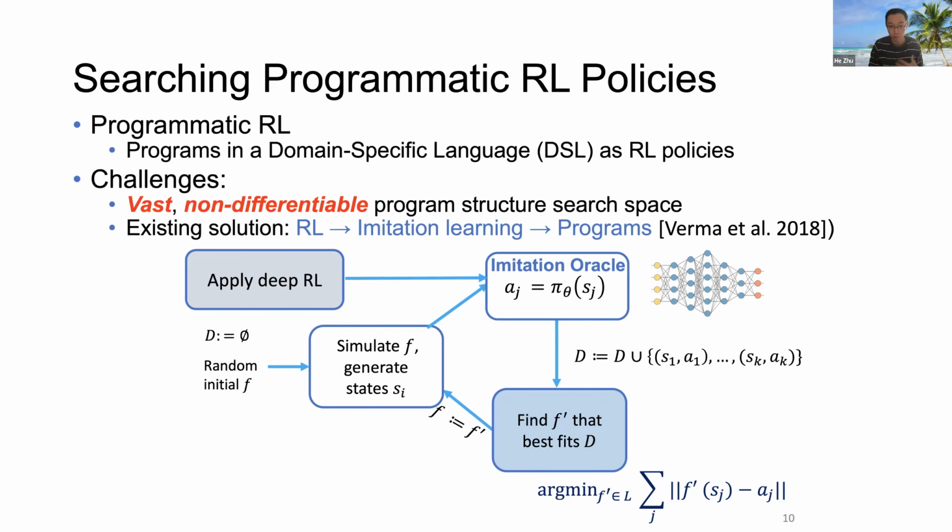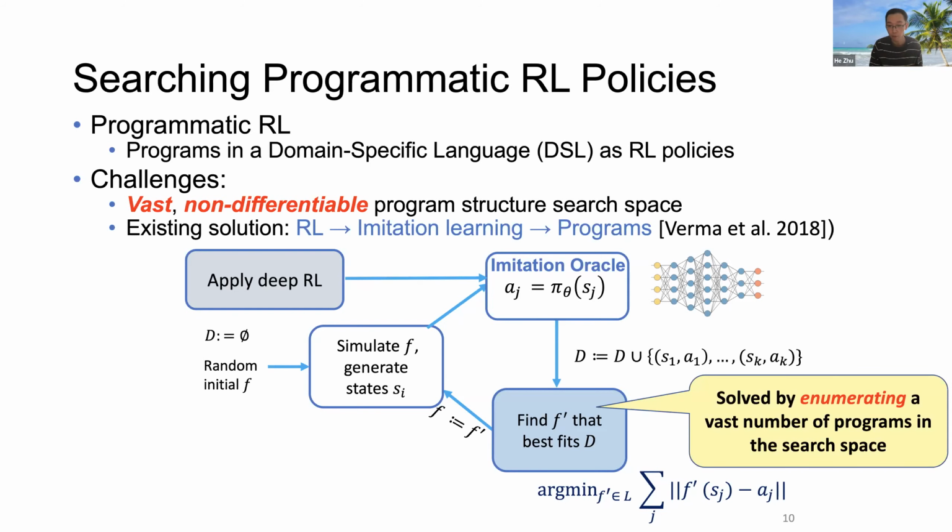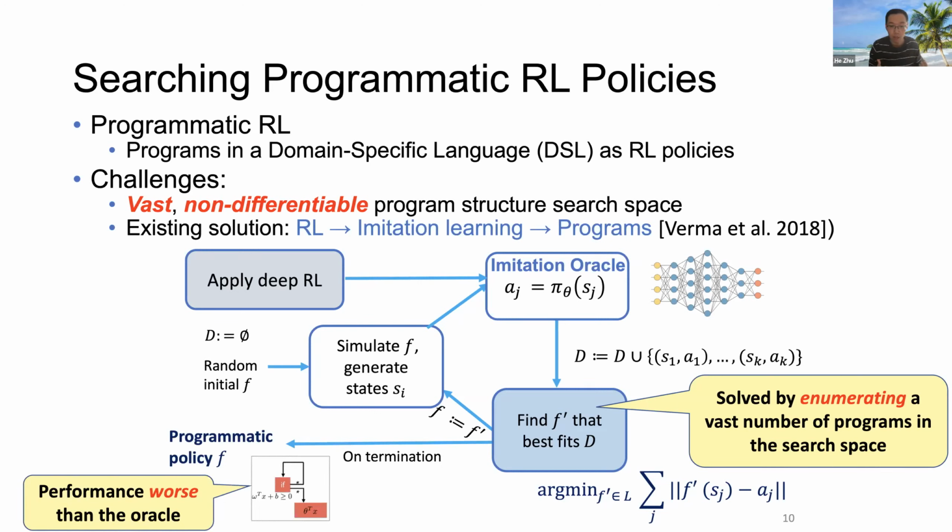But there are two problems or challenges with this approach. First, in order to find a program that approximates a neural network, we need to enumerate a vast number of possible programs in the search space to see which structure of a program can give you the best approximation accuracy. And second, it turns out that after imitation learning, the program we get usually has a worse performance than the oracle. So the program often cannot get as much reward as the oracle.